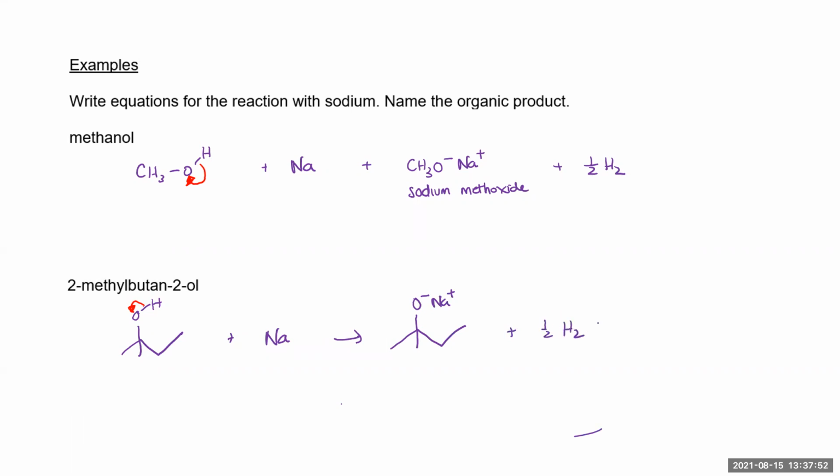Now, what is that called? It's come from 2-methyl-butan-2-ol. So this is sodium 2-methyl-but-2-oxide. So quite clear, really. You'll notice that we just write the sodium ion wherever the negative ion is on the molecule. And for organic compounds, we leave the charges in when we write the formula for the ionic compound.